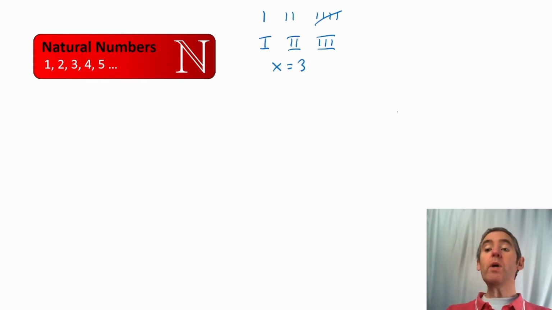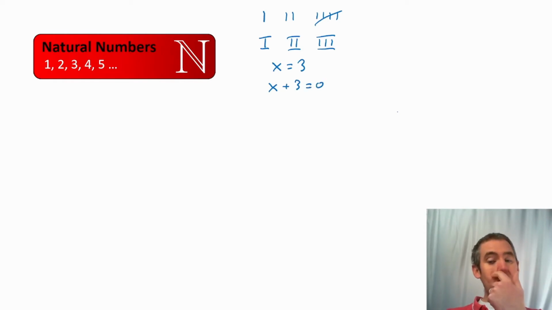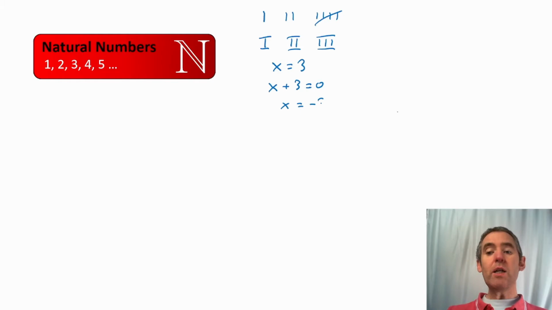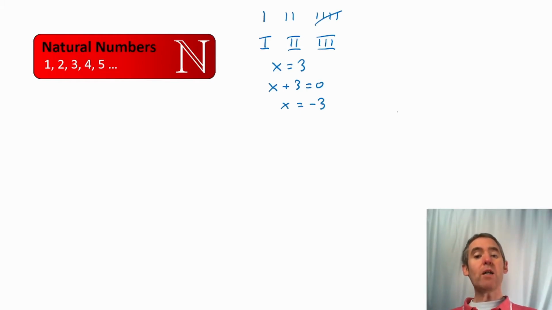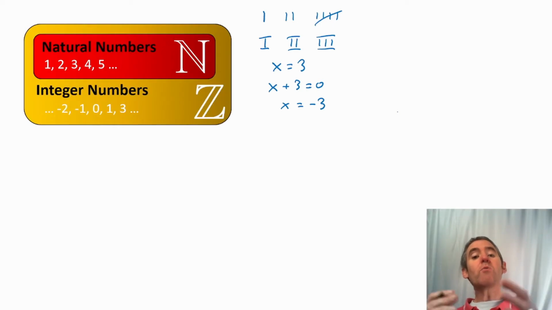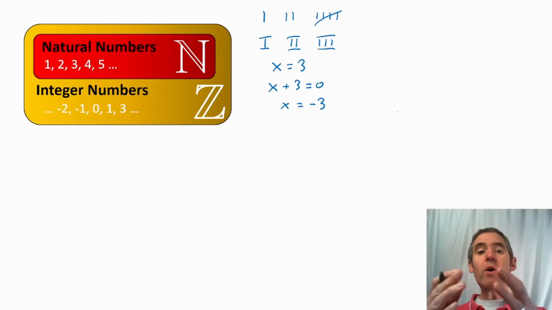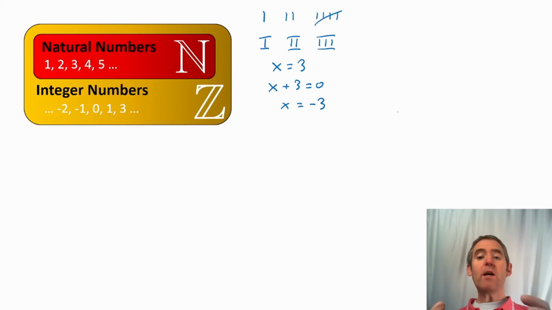Well, we can write another equation, let's say x plus 3 is equal to 0. And that means that x is equal to minus 3. Now, minus 3 does not belong in the set of natural numbers. So we have to extend our set of numbers again. In this case, we're going to extend it to what are called the integers. The integers include all the natural numbers, but now include 0 and the negative numbers. And that set is given the symbol Z, because it was developed by German mathematicians, and they used the German word for that set, which begins with Z.